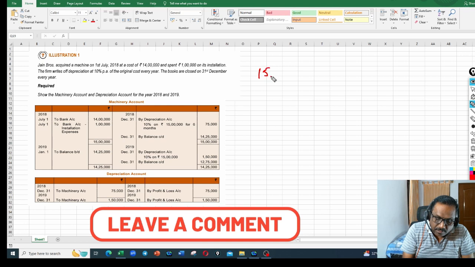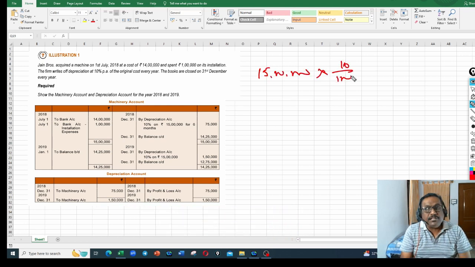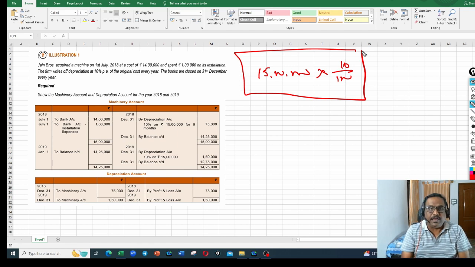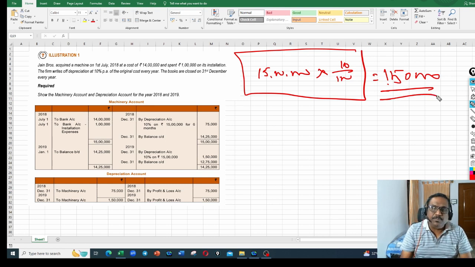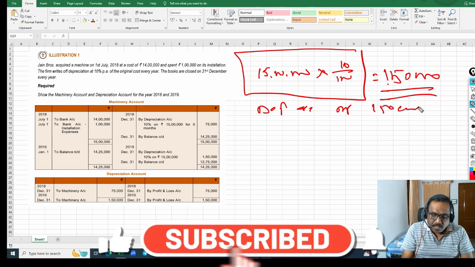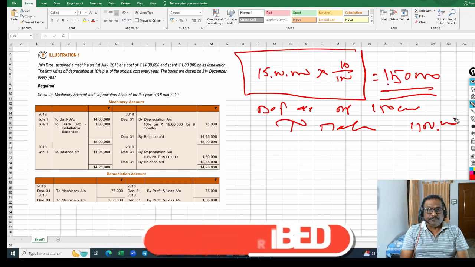Original cost is how much? 15 lakhs. 15 lakhs into 10 by 100. Can we put 6 by 12 or something like that? No. Why? Because we are going to calculate the depreciation for the full year. For the whole year, my depreciation is going to be 1,50,000. So what entry do we write for depreciation next year? Depreciation account is a loss. Depreciation account debit 1,50,000 to machinery account 1,50,000. This is the entry we post.